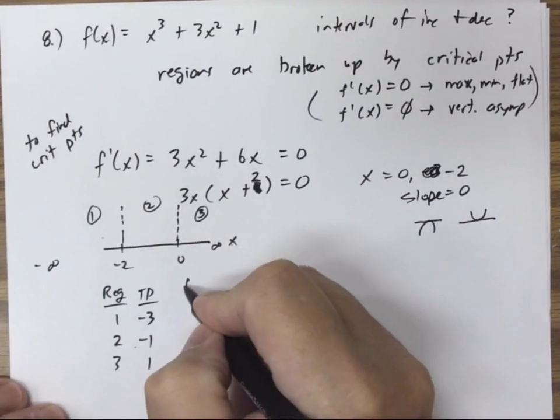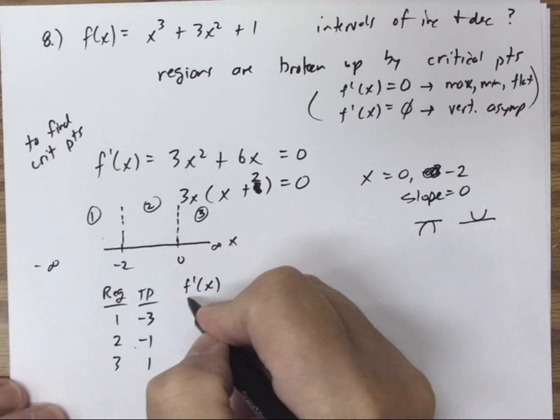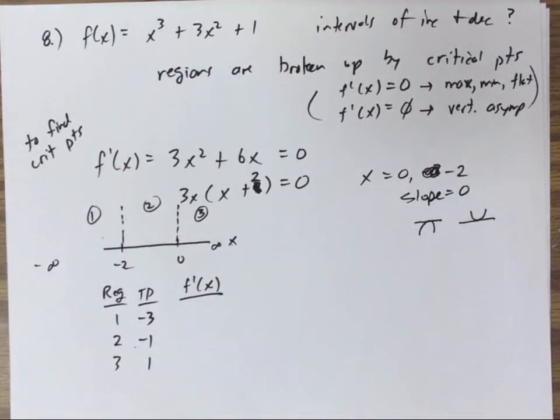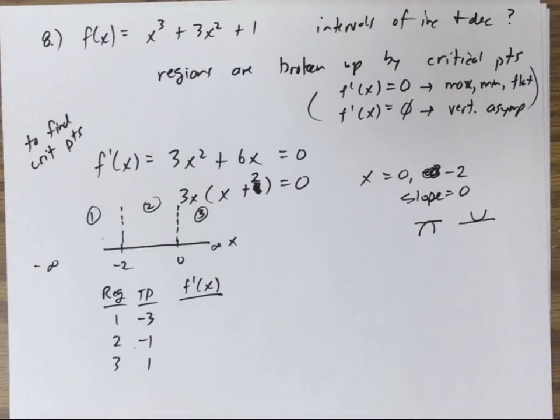And what I'm going to do is, within each region, based upon this test point, determine the first derivative inside that region. And I don't even care what the number is. I only care if it's positive or negative. Because a positive slope means it's increasing, a negative slope means it's decreasing.